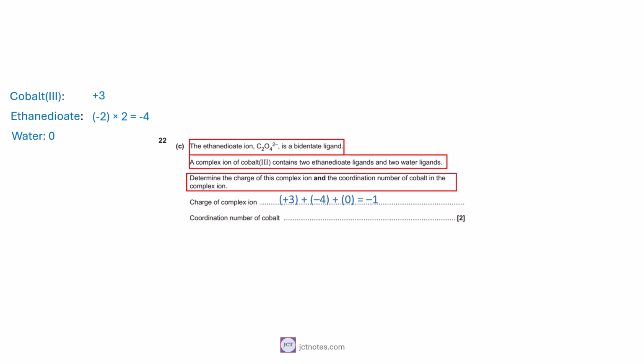Now, we move to the coordination number. Ethane diode is a bidentate ligand, meaning each molecule forms 2 bonds with cobalt. As we have 2 of these, their total contribution is 4 bonds. 2 water ligands contribute 2 more bonds. The total number of bonds to cobalt is 4 + 2 = 6, meaning the coordination number of cobalt is 6.